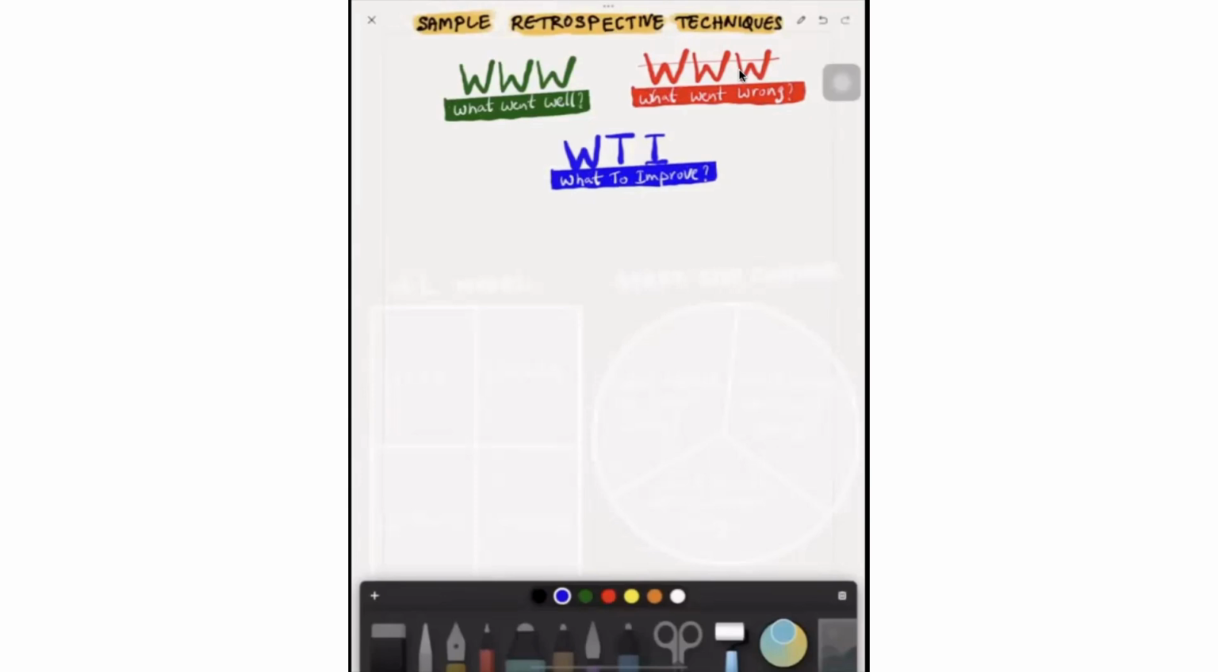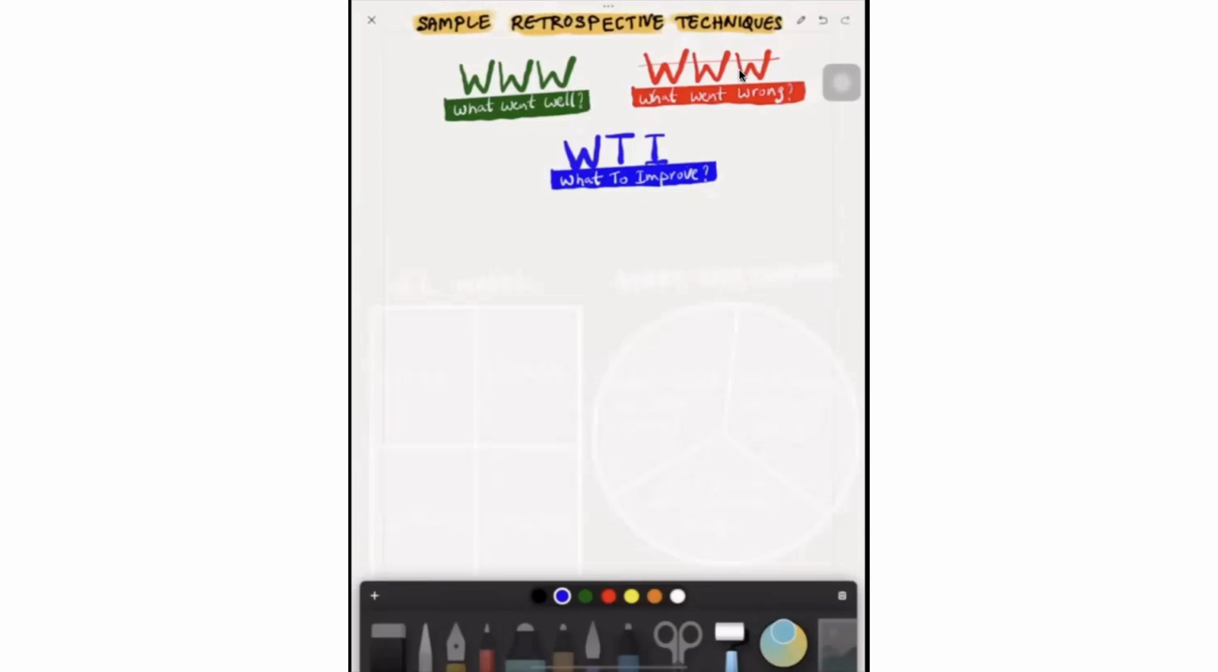And then ask them, okay, use the green color post-it based on the data you have just observed. What do you think went well in the sprint? Write on a green post-it note. What do you think did not go well? Write on a red post-it note. As a team, what are the things we need to improve? Write on a blue post-it note.